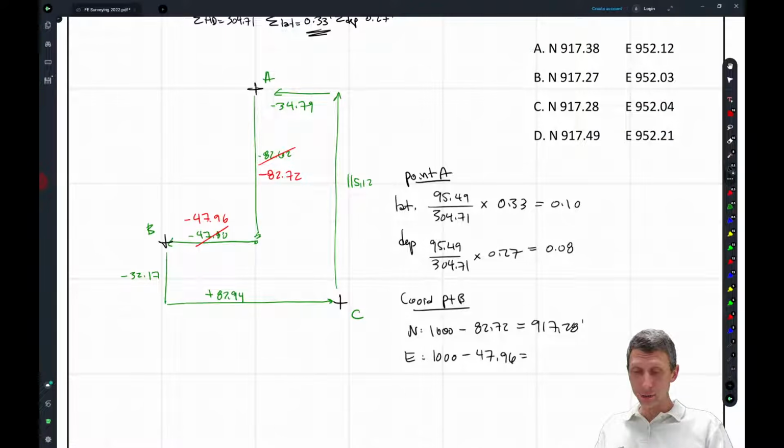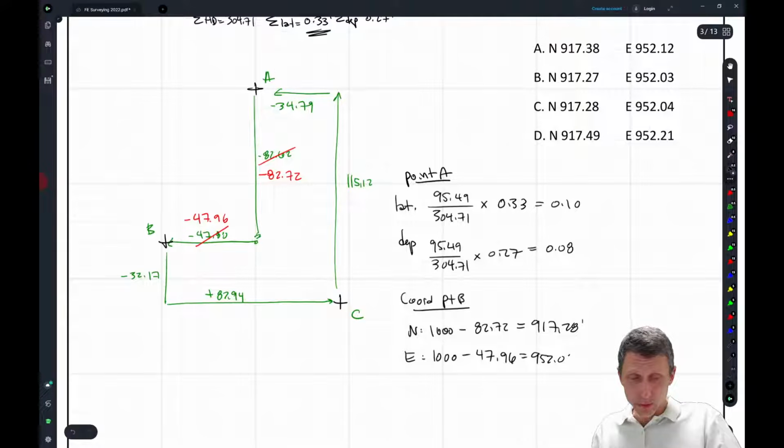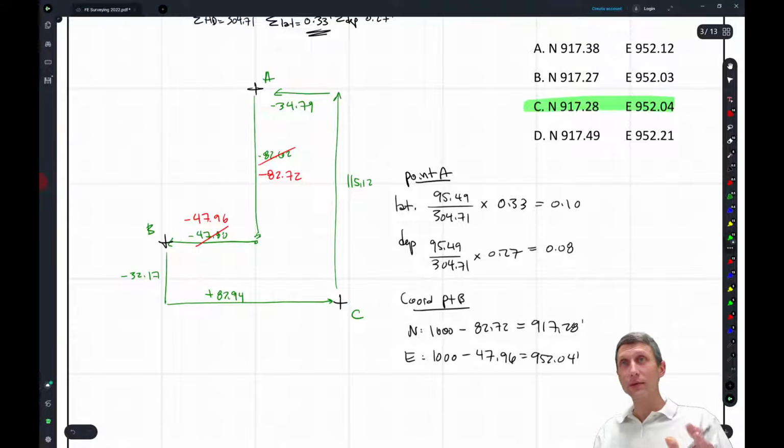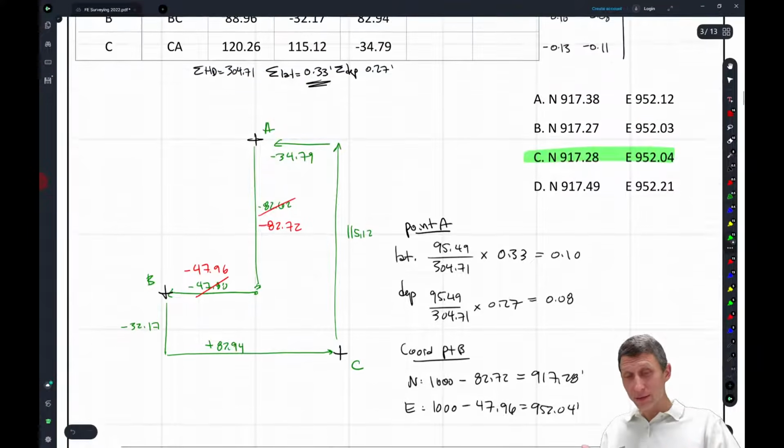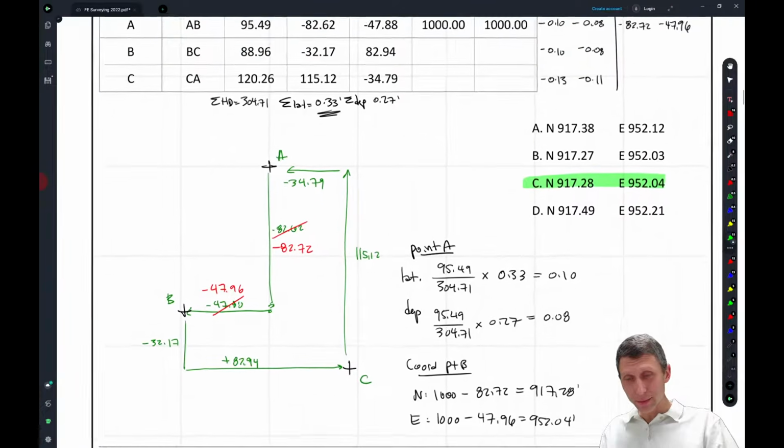0.96, and hopefully we get the second half of that answer there, 952.04 feet. Okay, so this gets us an answer that we're kind of happy with. Hopefully this makes a little bit of sense here, right?